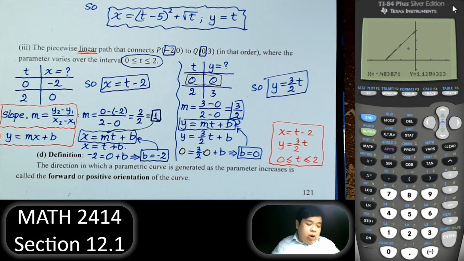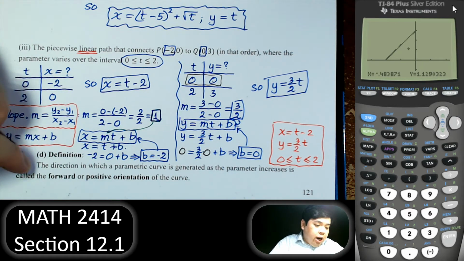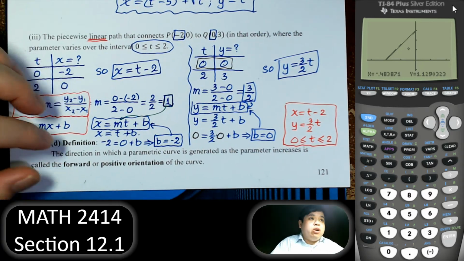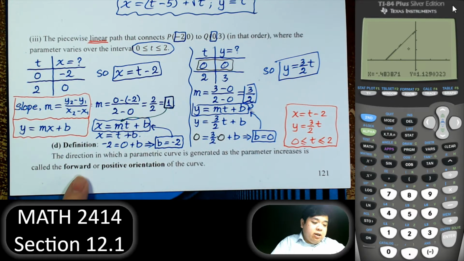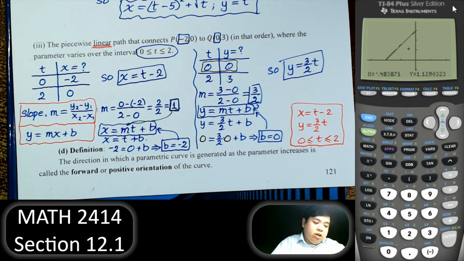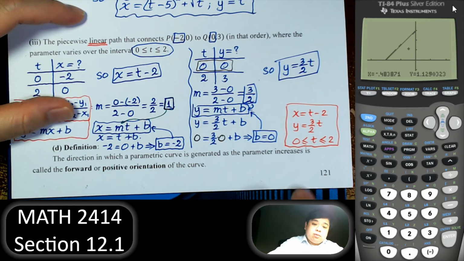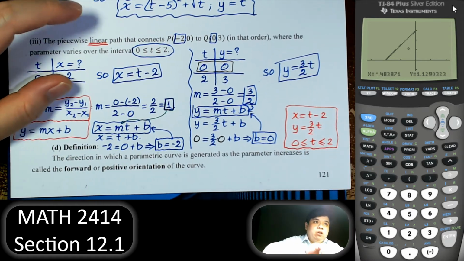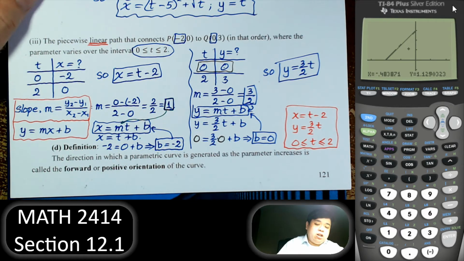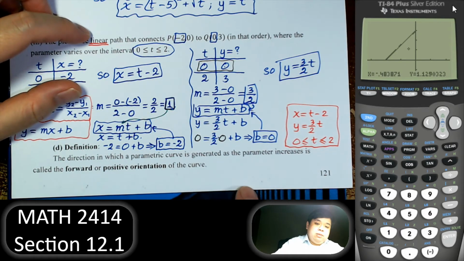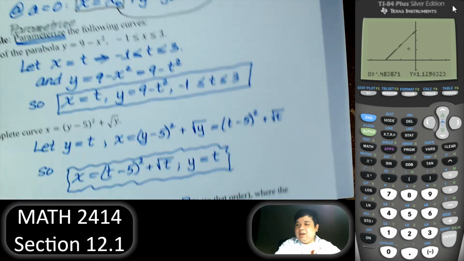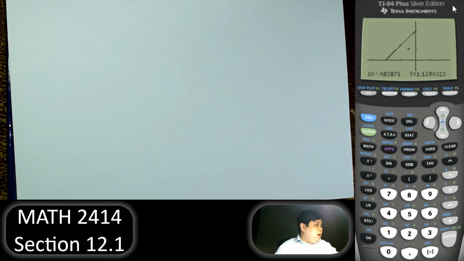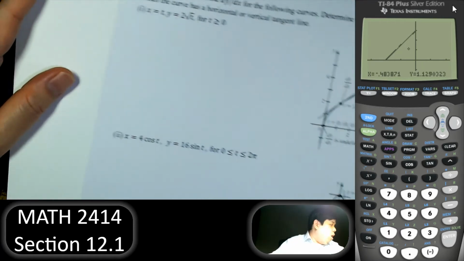Right. We have a definition here. The direction of the parametric curve as the parameter increases is the forward or positive orientation. So if t goes from 0 to 2, we have the forward or positive orientation. If we want it to go backward, we have to change t to negative t and it goes backward. We'll do that later.